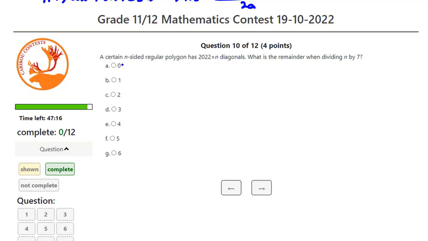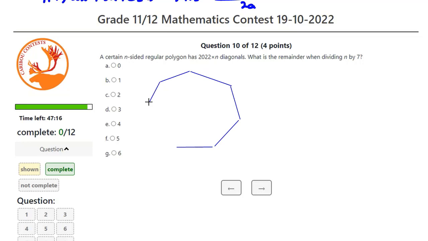Okay. A certain n-sided regular polygon has 2022 times n diagonals. What is the remainder when n is divided by 7? Okay. The formula of the number of diagonals. Let me tell you, it is what?